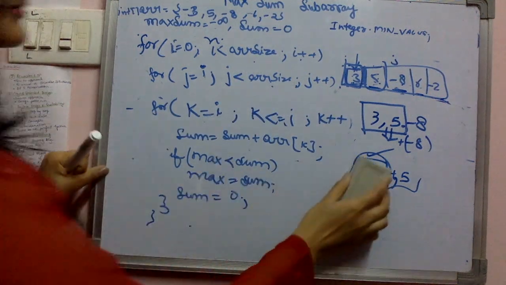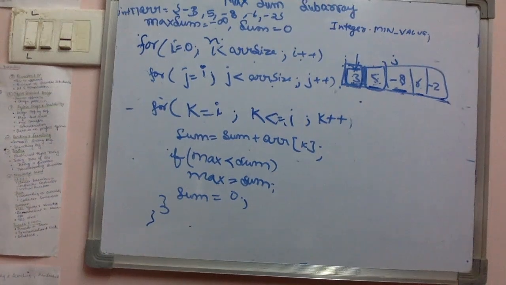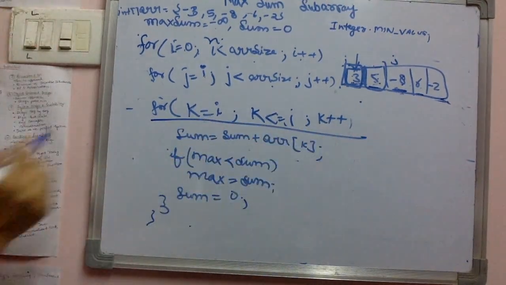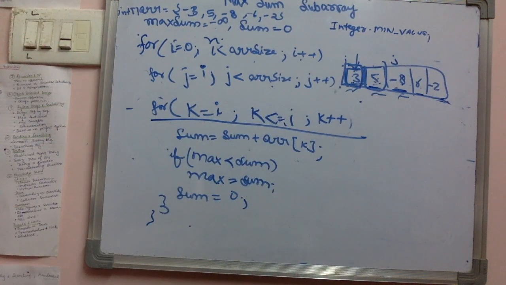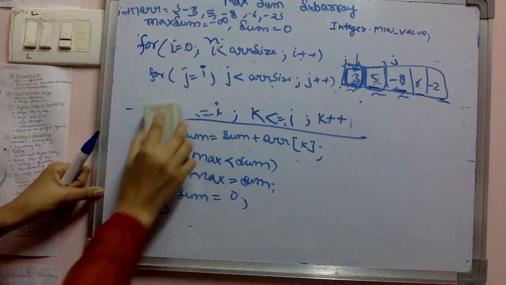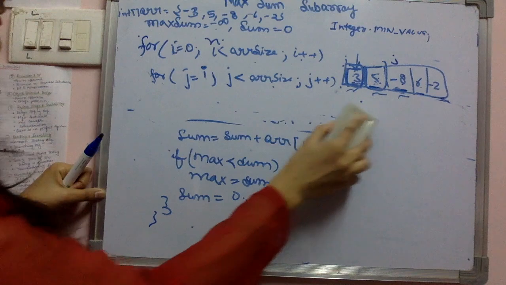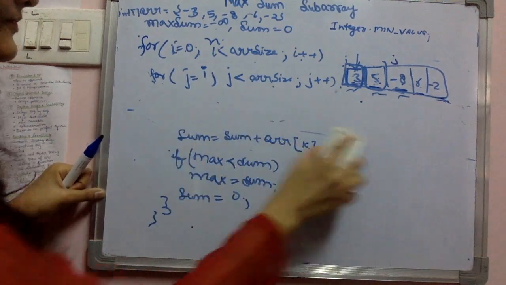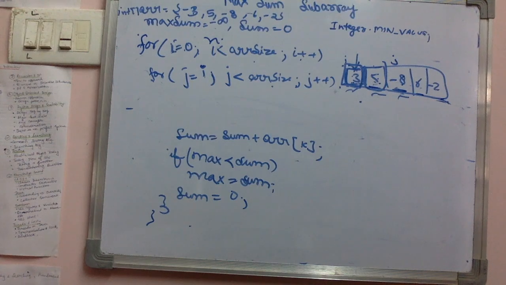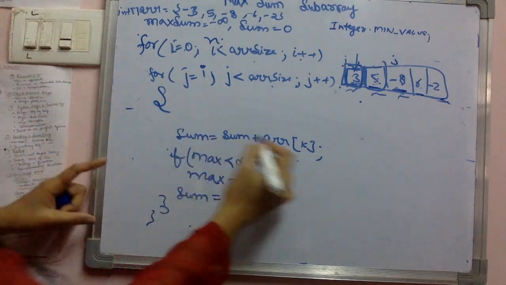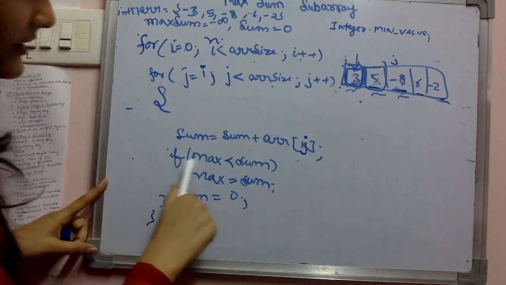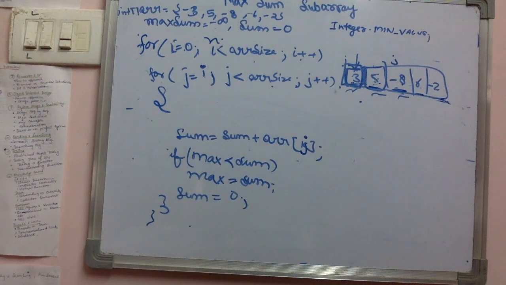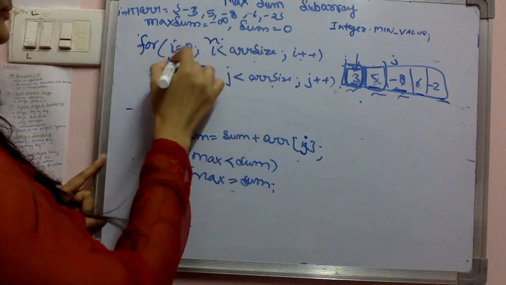So if you observe, this loop is completely unnecessary here, where we were iterating over the values inside that subarray. So if we remove this loop, we can directly calculate our sum here, sum plus arr of j, and then check the max. Let's also reset our sum when we enter this loop.